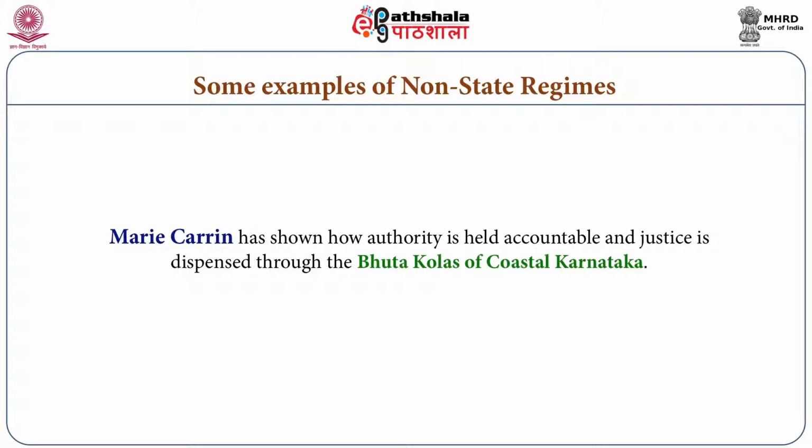Marie Karen has shown how authority is held accountable and justice is dispensed through the kolas of coastal Karnataka. So, analogous to the earlier example, you have Karnataka's municipal laws, you have the laws that the state enforces, but legal anthropologists on the ground show that the kolas have their own conception of the law. In other words, their own conception of customary practices, which, by any definition of law, must qualify as law. They're coerced upon the participants of that community. Certain people are designated to pursue that punishment, and so on.